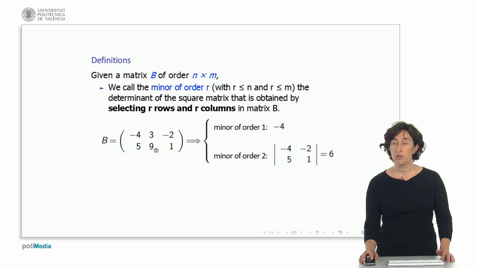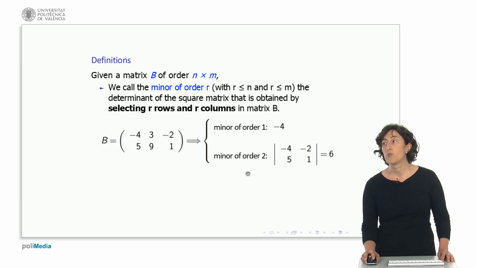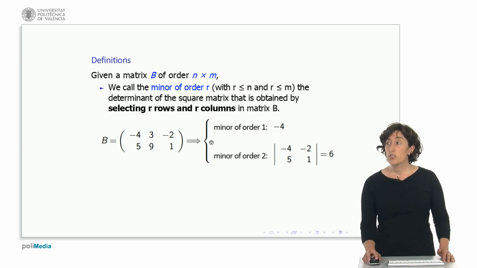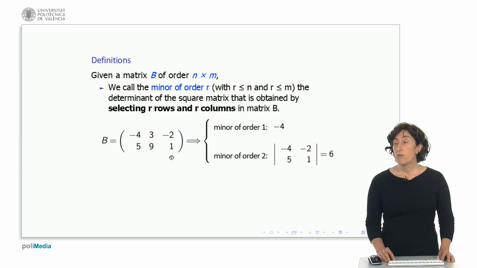That would be a square matrix whose determinant would be a minor of order 2, or also first column and third column, and first row and second row, minus 4, minus 2, 5, 1. That determinant is worth 6 and is a minor of order 2 in the matrix B. As you can see, we can build several minors of order 1 and several of order 2. What we can never build is a minor of order 3, since we cannot build any determinant of size 3 times 3 with this matrix B. Well, that's what we call minors of order r associated with a given matrix B.